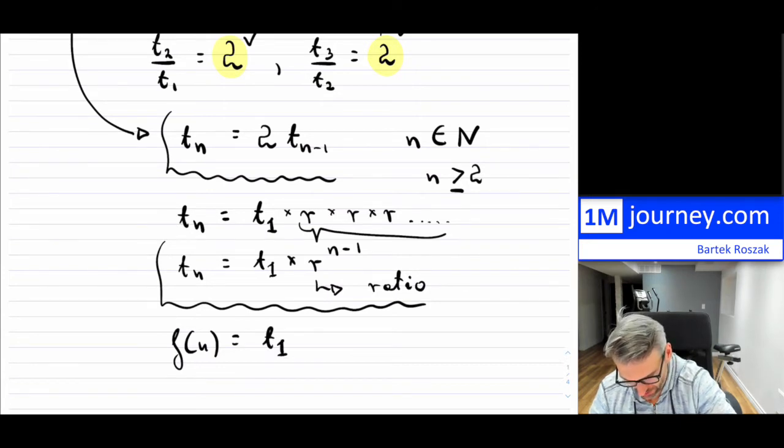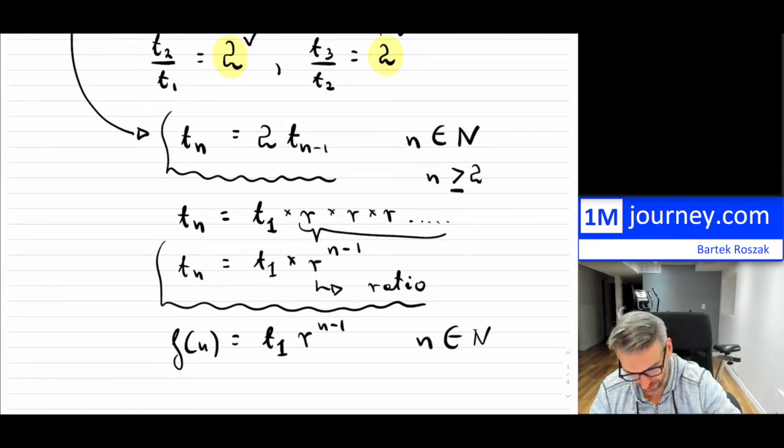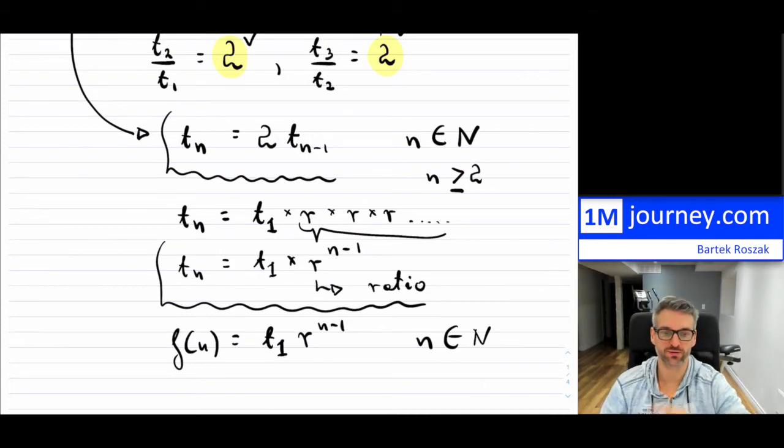I'm going to drop this multiplication sign. I think you know what that means. And of course, n is going to be just a natural number in here. So 1, 2, 3, 4, because our domain is not any n that we like. It has to be a natural number.